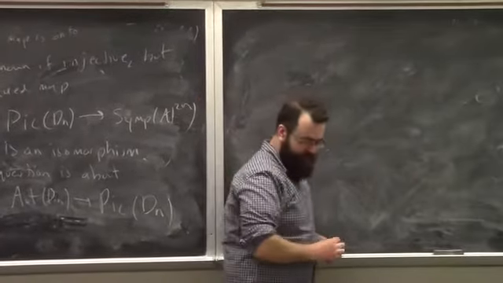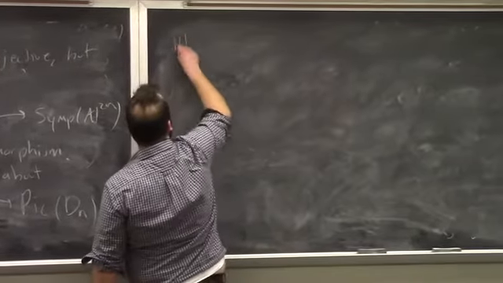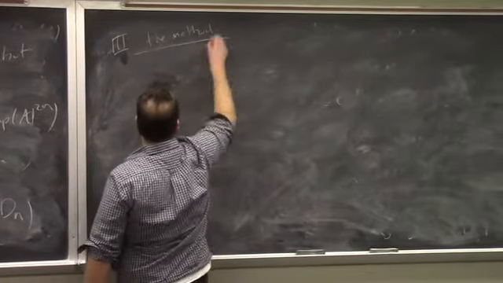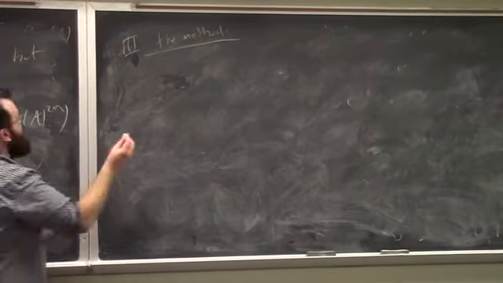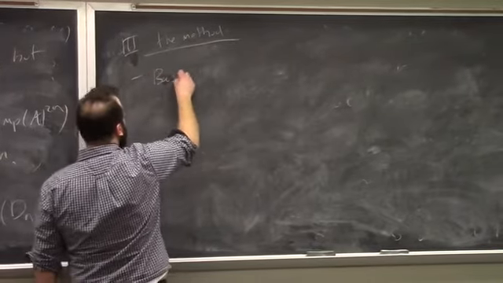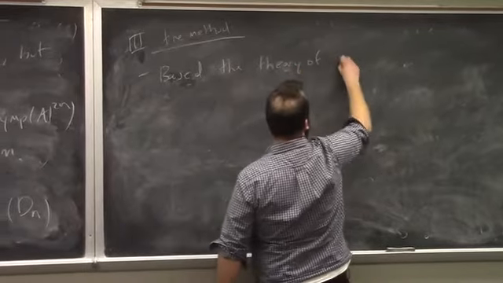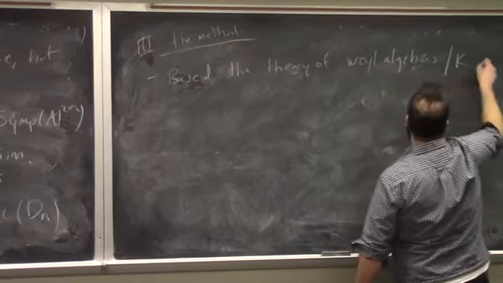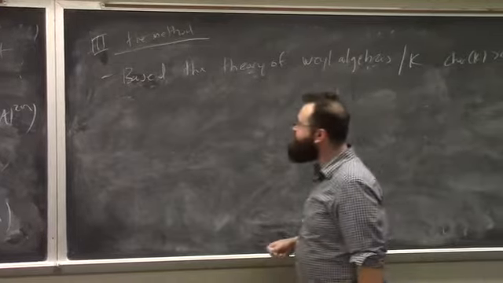Okay. What's our method? So this is where we leave analysis, I guess, for good. Maybe not completely for good, but at least for a while. So the idea is based on the theory of Weyl algebras in positive characteristic, over a field K, where the characteristic of K is greater than 0.